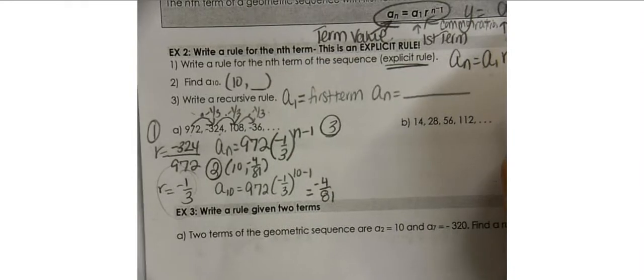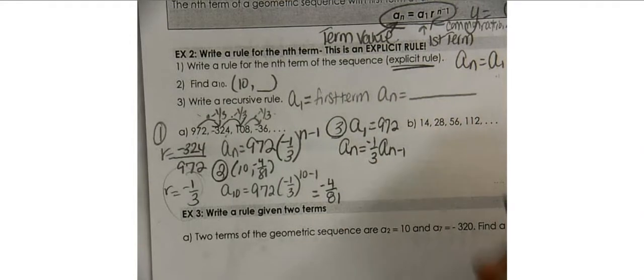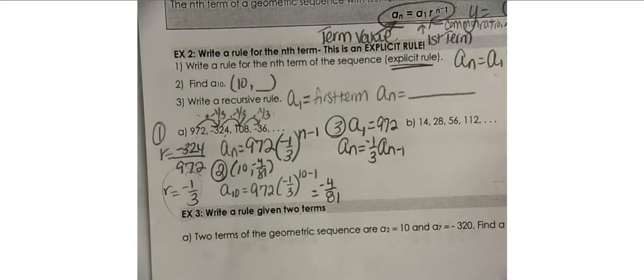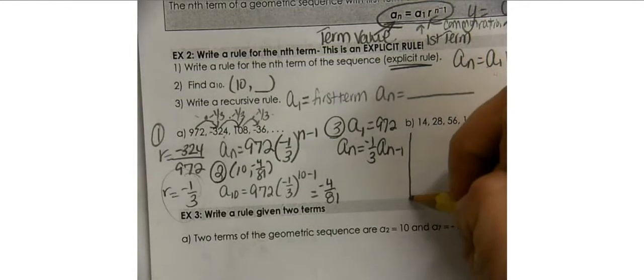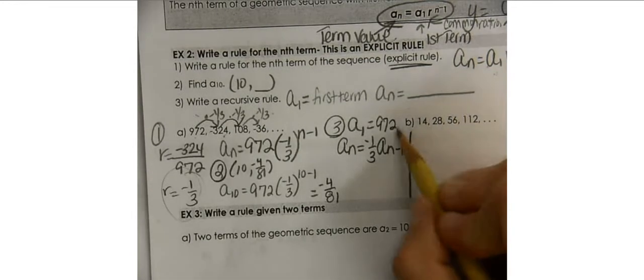Step number 3, we want to write a recursive rule. So my first term, in this case, is a sub 1 is equal to 972. And in order to get our next term, we're going to be multiplying negative 1/3 times the previous term. So that's going to be negative 1/3 times a sub n minus 1. We're going to do letter B when I see you next.